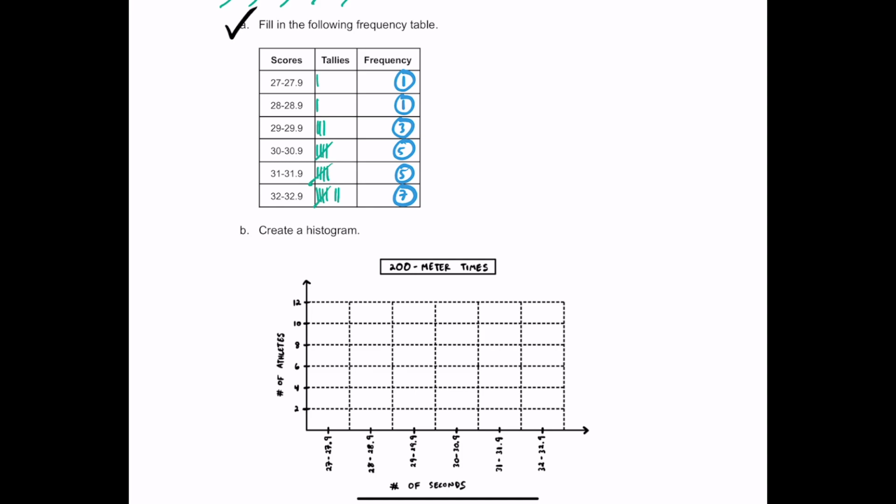So looks like only 1 person got this time, right? That's very, very fast for middle school. And only 1 person got this time. So again, that's another pretty fast time. 3 people, and hopefully this makes sense.